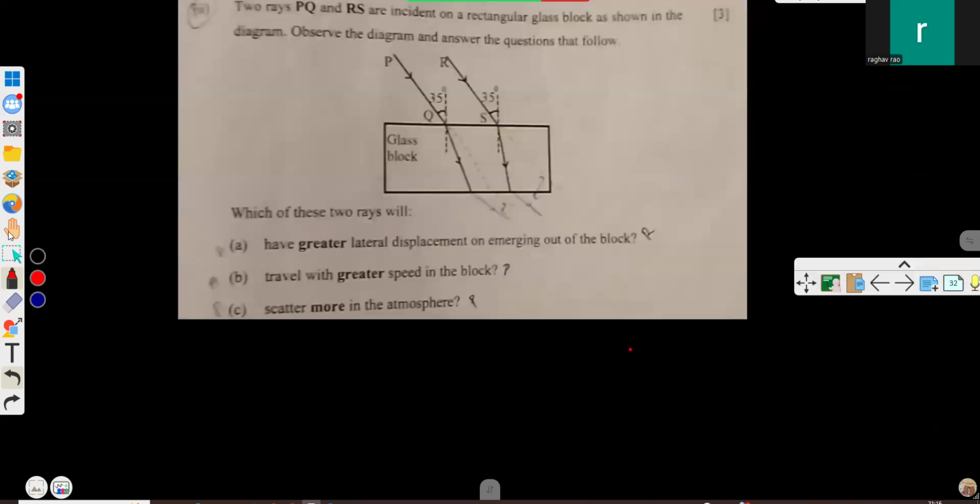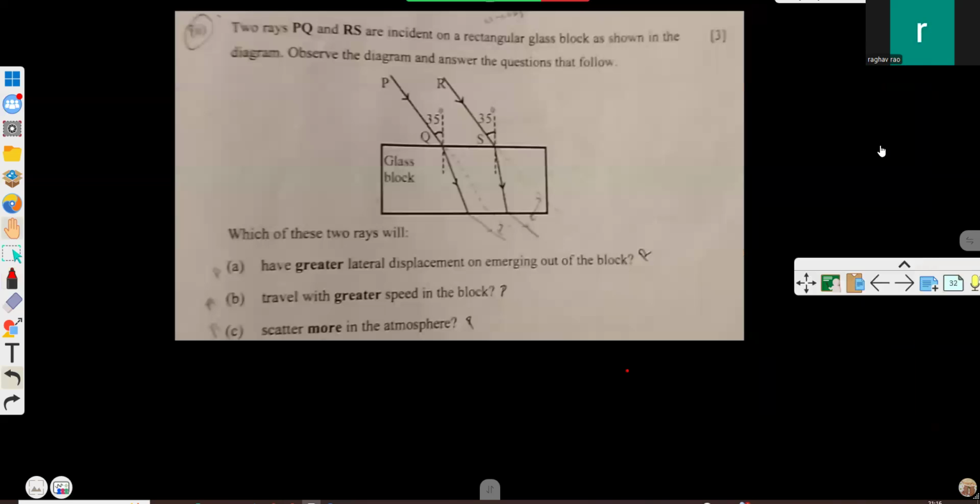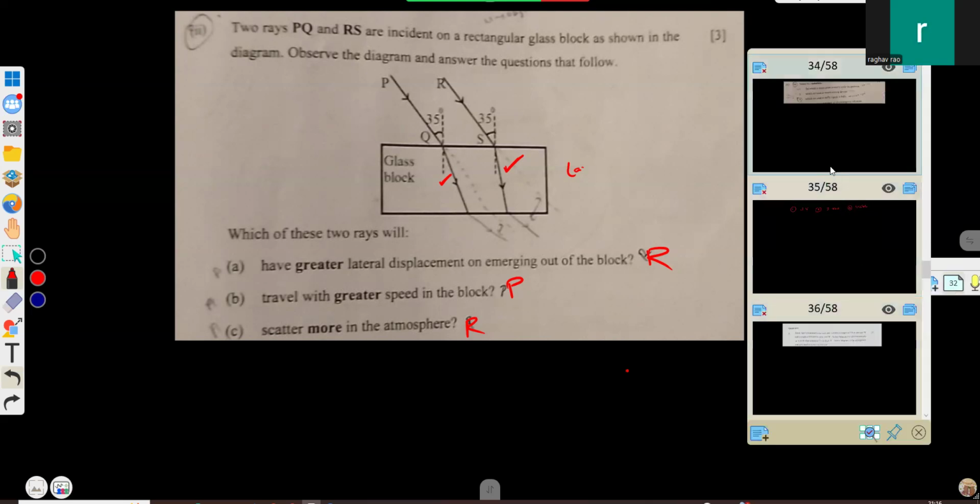Next, let us see this question. In this question, two rays PQ and RS fall on a rectangular glass block as shown. Let me analyze this. This ray is bending more. This ray is bending less. So whoever bends more will have larger lateral displacement, so R will have more lateral displacement. Whoever bends more will have lesser speed, so P will have more speed. Whoever is bending more is going to get scattered a lot in the atmosphere. That is, R is going to scatter a lot in the atmosphere, just like blue light.